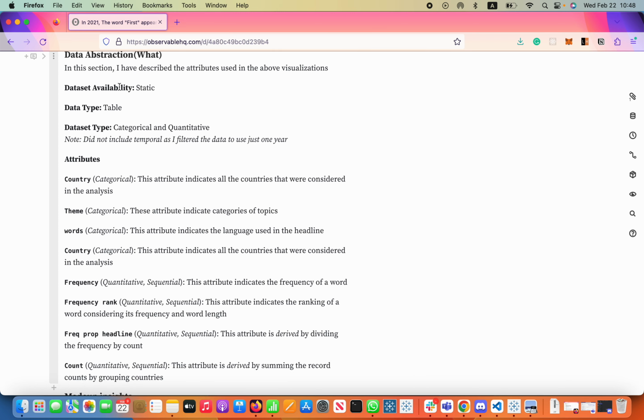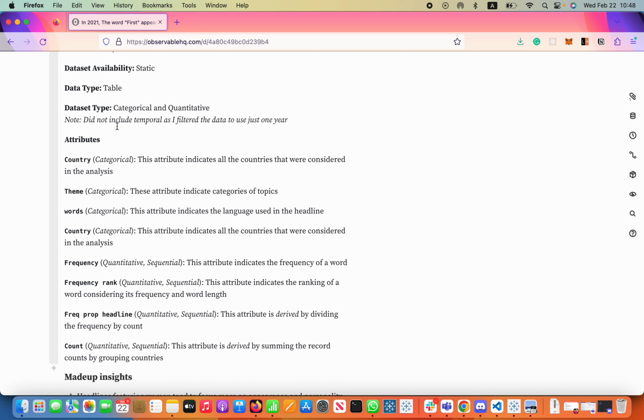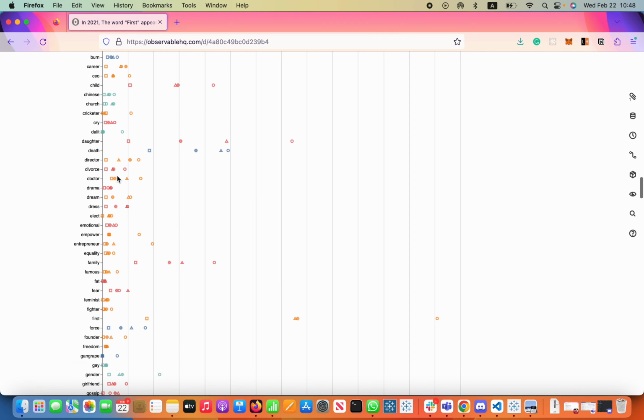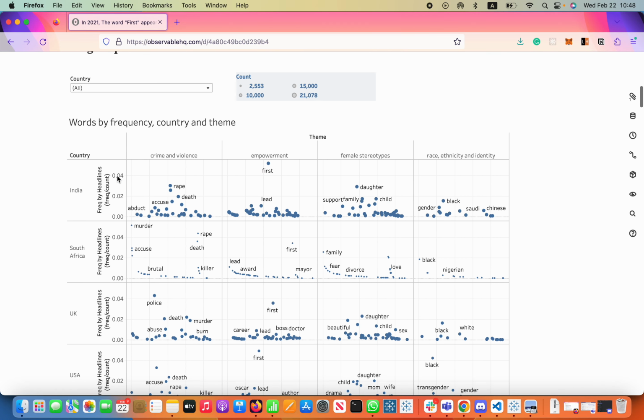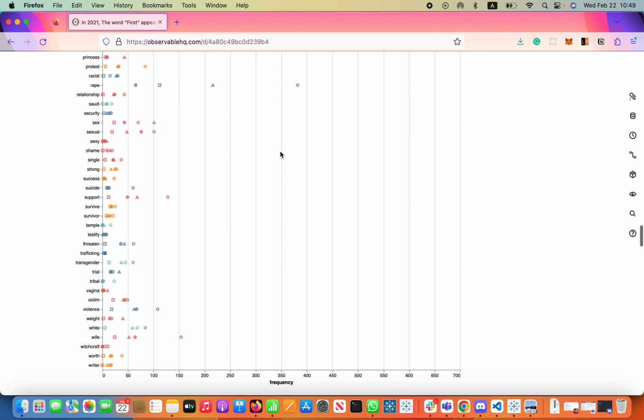I have provided insights on the dataset availability. My dataset is static and it is of the type table. Mostly my attributes are categorical and quantitative, as the objective was to include a 5 attribute idiom in the notebook, and this idiom represents the same. It has 5 attributes: theme, country, frequency by count, words, and word frequency ranking.